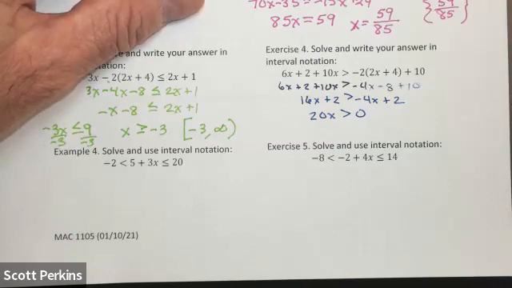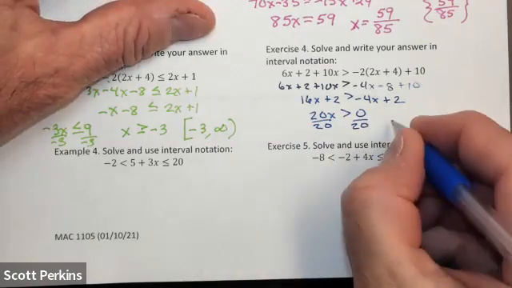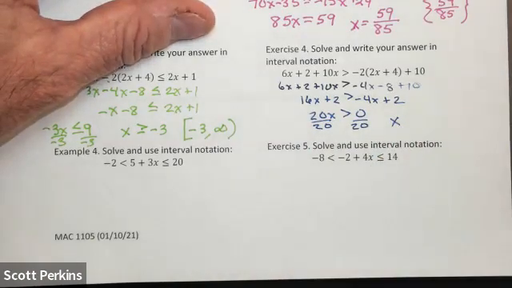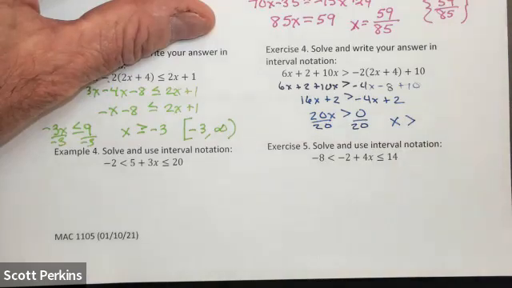All right, last thing I'm going to do is divide by 20. And so we get x. What's the inequality sign going to be? Same, because I did not divide by a negative. I divide by a positive, so it stays greater. And then what's 0 divided into 20 parts? Still 0. Right. And now write that in interval notation.